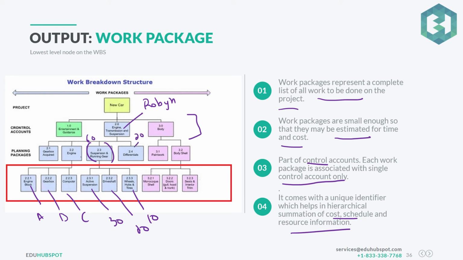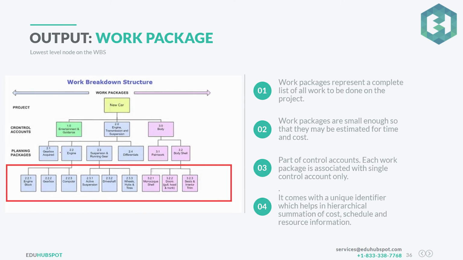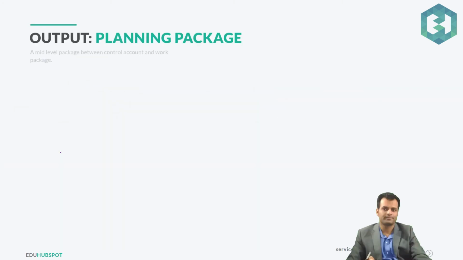Similarly, let's say this is for $20. This one would be the sum of A, B, C, and this one would be independent. So what I'm doing is actually using a bottom-up approach. I'm assigning the work package to a team member. I'm assigning a cost to those work packages so that it can give me a logical sum of how much my project will charge me. That's a work package, the lowest level of each node.